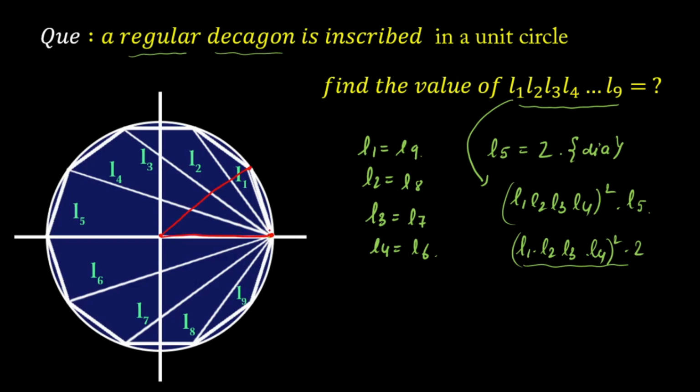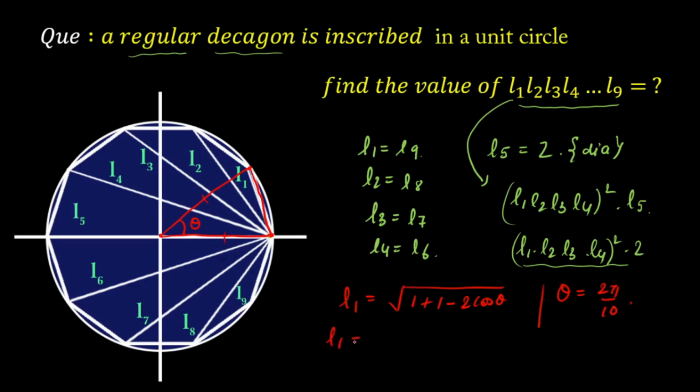This and this is L1. So in this triangle, L1 is equal to, using the cosine law, since the radius of the circle is 1 and the two sides of the triangle are unity, 1 plus 1 minus 2 cos theta. Here I'm imagining the angle is theta. Now to calculate theta, it's a regular decagon, so theta will be 1/10 of 360 degrees, that is 2 pi by 10. Easily I can write theta is equal to 2 pi by 10.